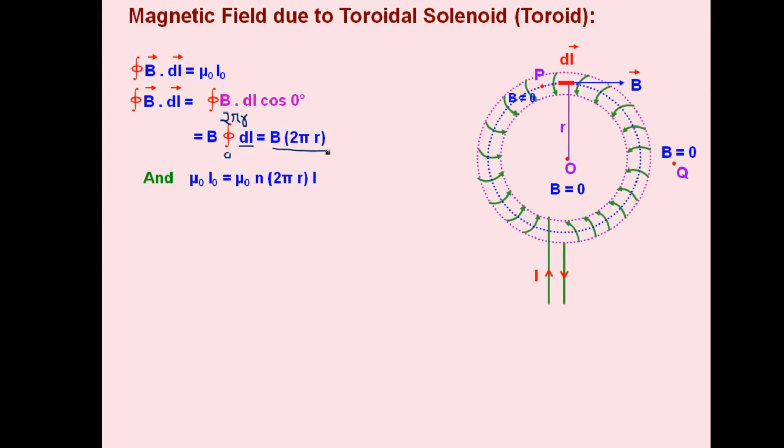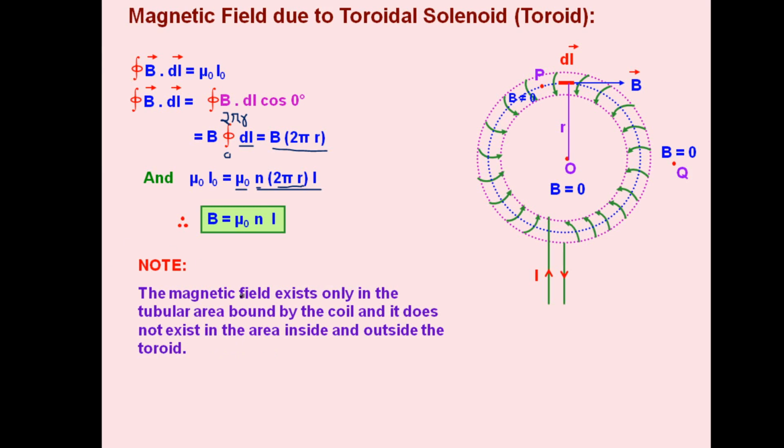Then equating it with the expression mu naught I naught, where I naught is the current threading the path, which means number of turns into current. Number of turns per unit length is n, total length is 2 pi r, so n into 2 pi r is the total number of turns, and i is the current. Equating the two we again get the same result, mu naught n i. Magnetic field exists only in the tubular area bound by the coils, and it does not exist in the area outside and inside of the toroid. This is the important point. You can note down the result. And B is 0 at O and Q and non-zero at P.